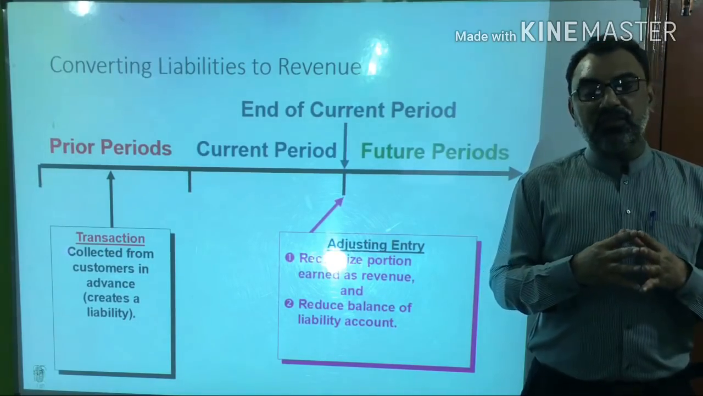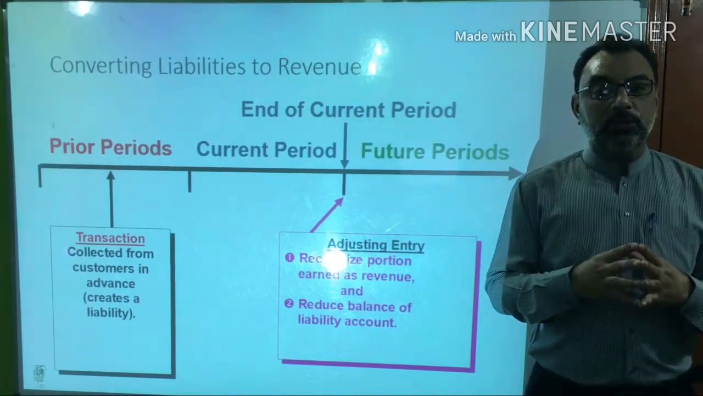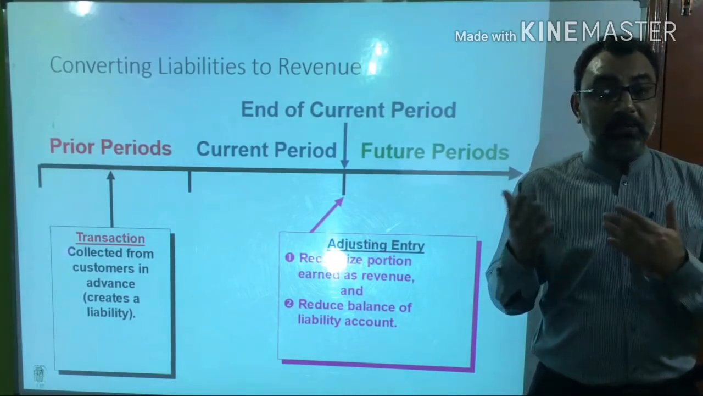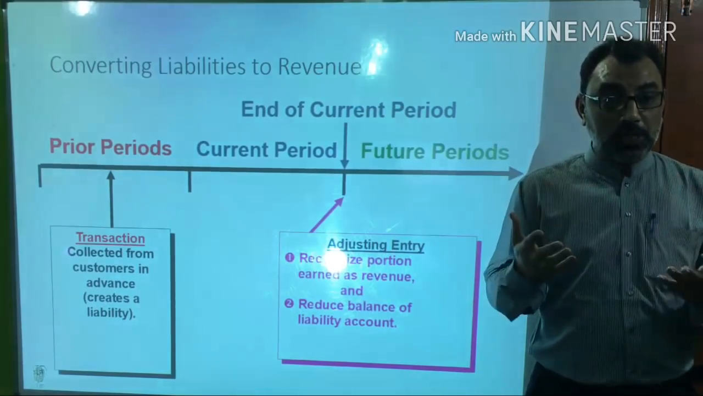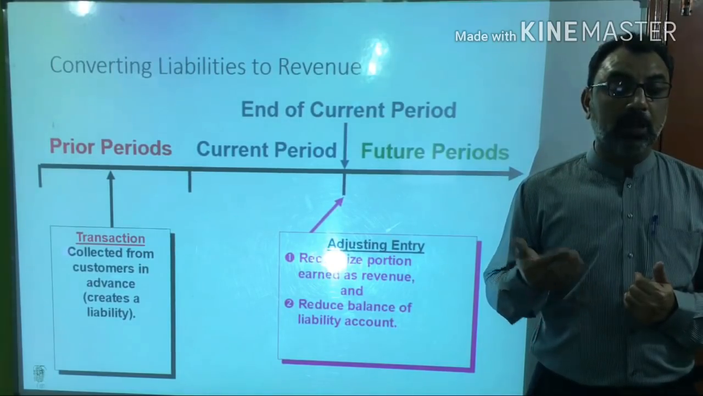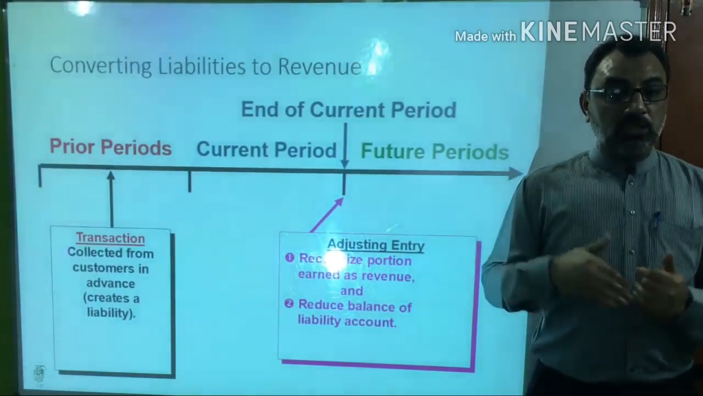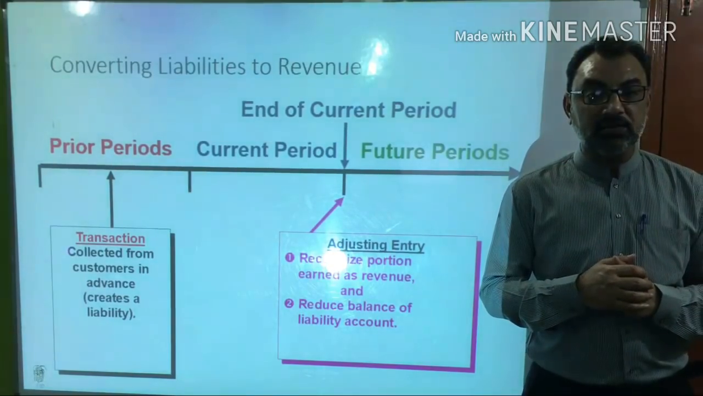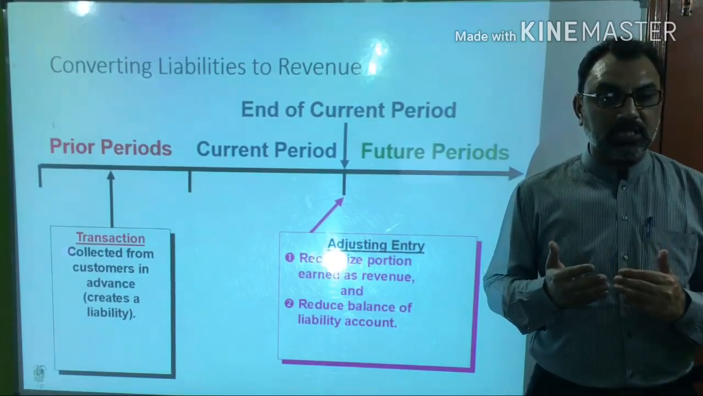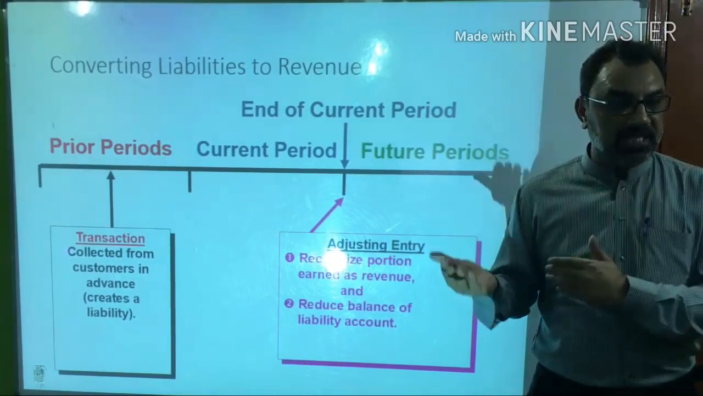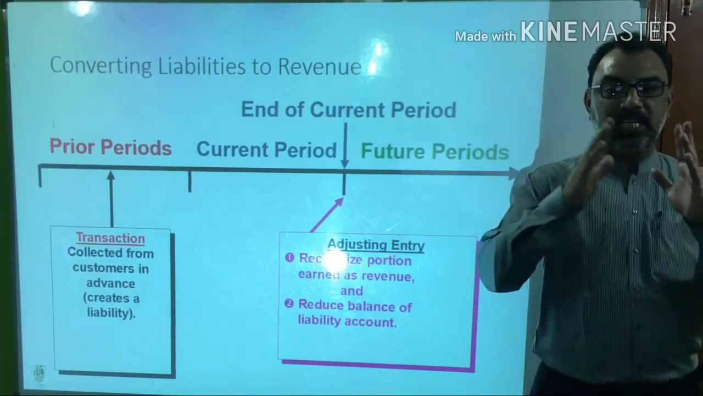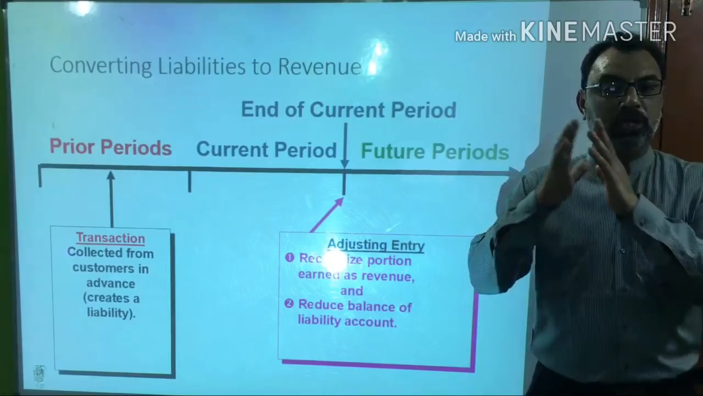Of course, if the business is unable to render the service, it must discharge the liability by refunding money to its customers. But in the usual case, the business will render its services for the amount it has taken. So when a company renders the service for which the customers have paid in advance, it is working off its liability to these customers and is earning the revenue. At the end of the accounting period, an adjusting entry is made to transfer an appropriate amount from the unearned revenue account to a revenue account.